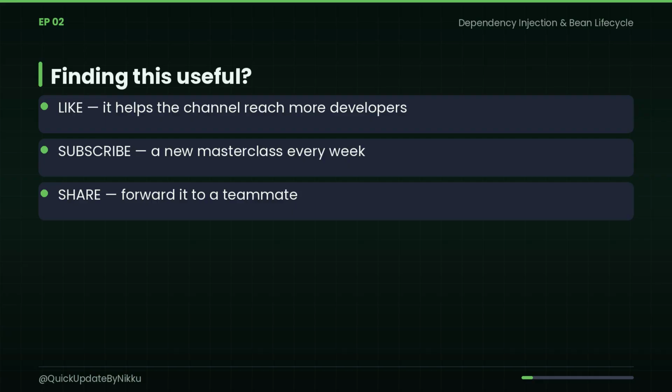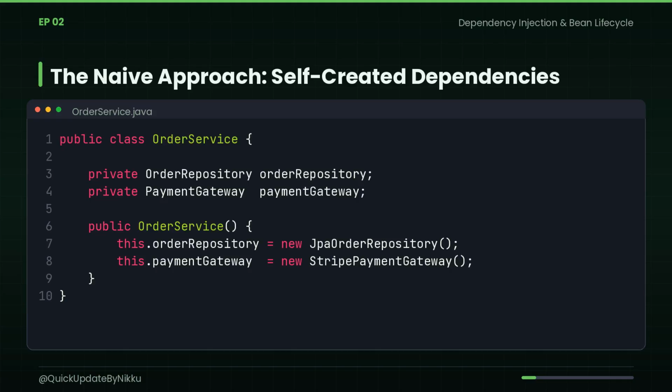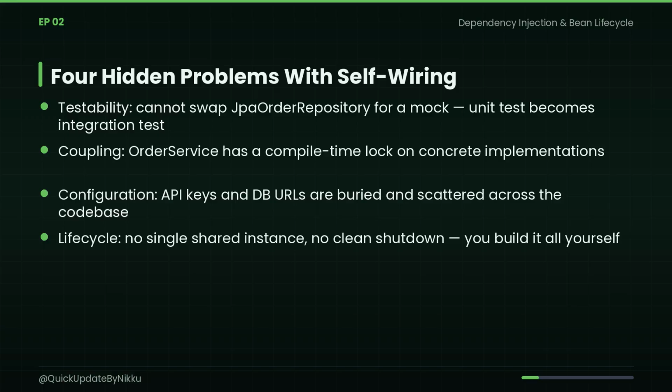Now, back to it. This is the day one answer. Let the object create its own dependencies inside the constructor. It compiles, it runs, and it looks perfectly reasonable at first glance. But 2 lines of object construction are hiding 4 serious architectural problems that will cost you dearly as the codebase grows. Each problem compounds the others.